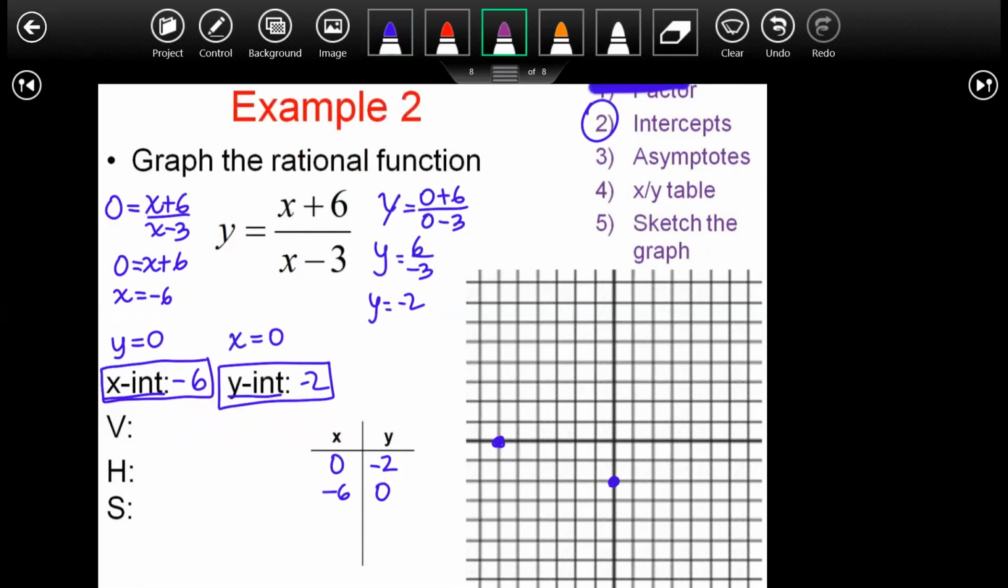If we do this, we're going to go ahead and look at our vertical asymptote. Vertical asymptotes come from the bottom. That means x is going to be equal to 3. So I'm going to go to 3, 1, 2.